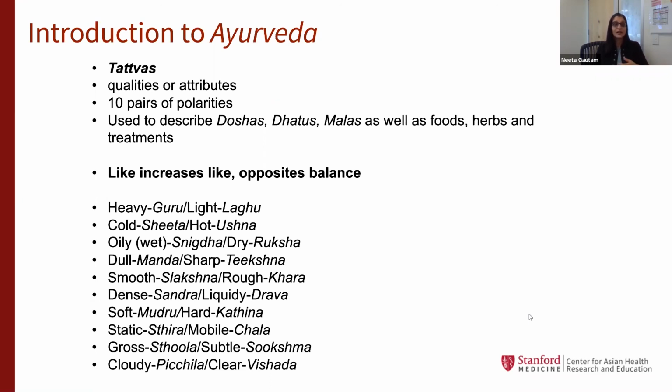So for example, if someone's been eating a lot of foods that are cold, eating more cold food might be problematic. They would want to balance that out with foods that are warm or hot. And so these pairs are heavy and light, cold and hot, oily and dry, dull and sharp, smooth and rough, dense and liquidy, soft and hard, static and mobile, gross and subtle, cloudy and clear.